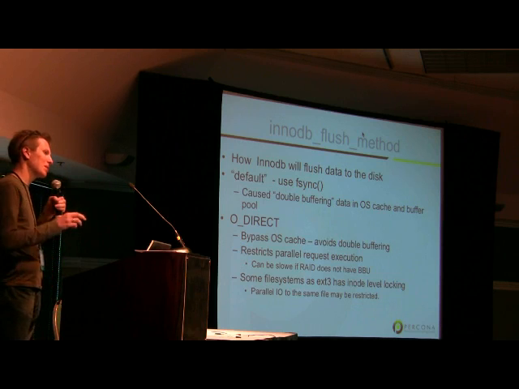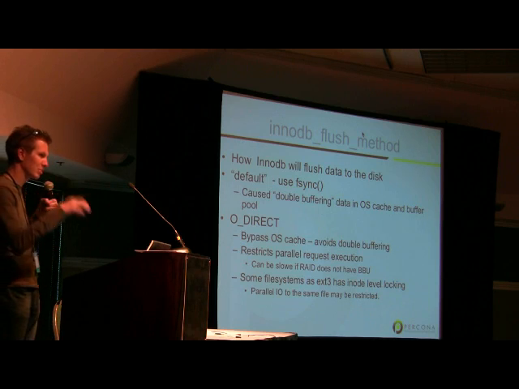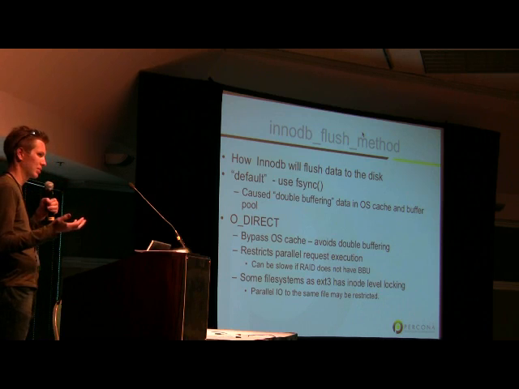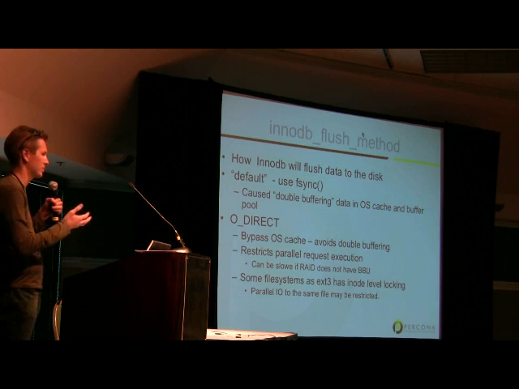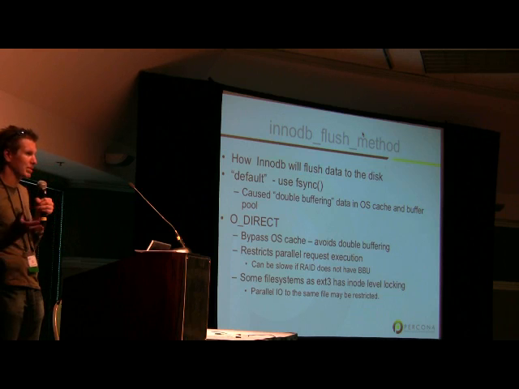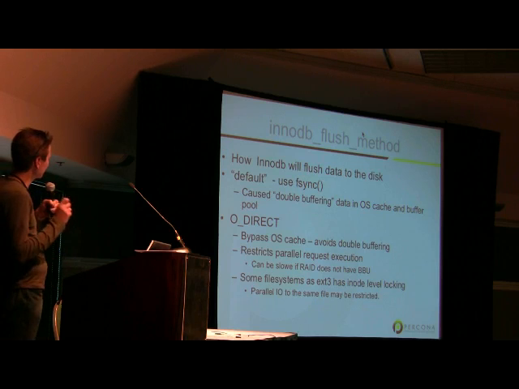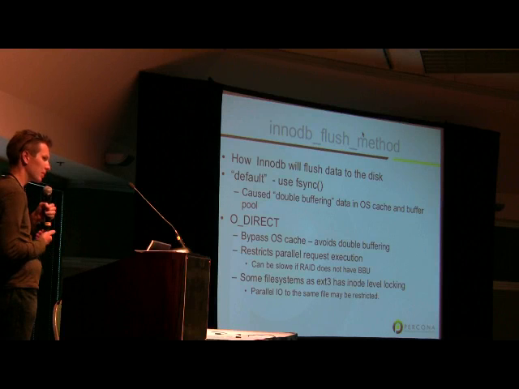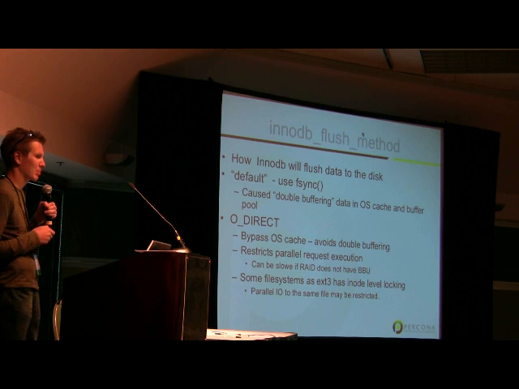Double buffering means that your data caches in two places, an operating system cache and an InnoDB buffer pool. That means you're wasting memory, which is typically bad, because you want your operating system cache for other things like my sum tables, maybe some files, binary logs, and stuff like that. So what is wrong with O_DIRECT, however, is it's synchronous. So it may slow things down if you don't have RAID with battery backed up cache.